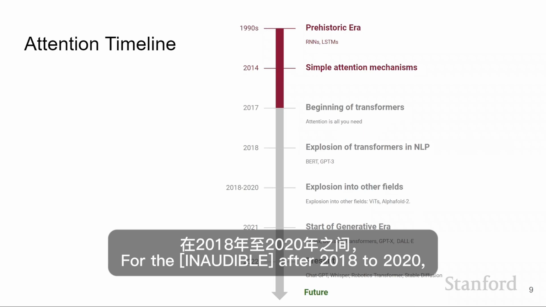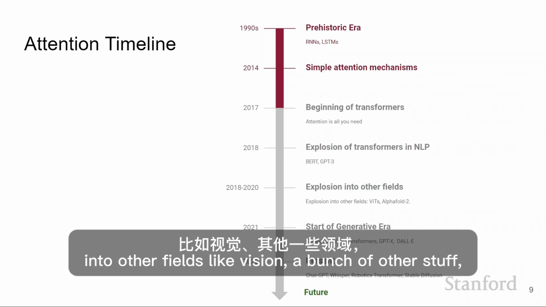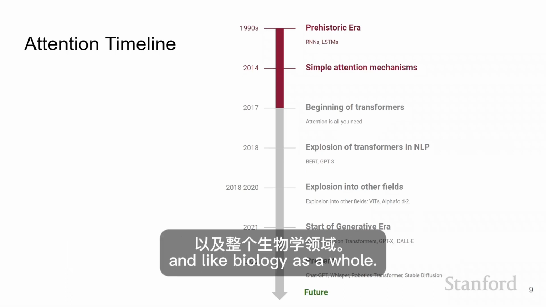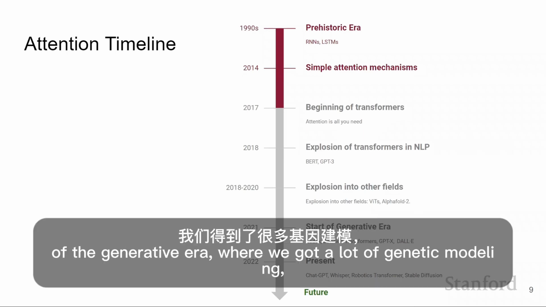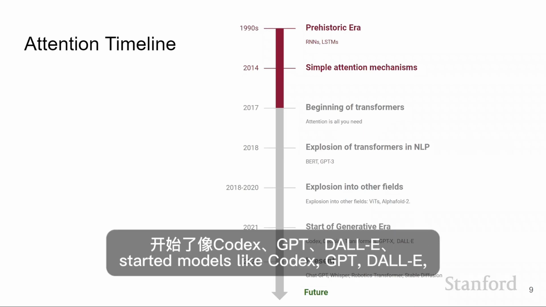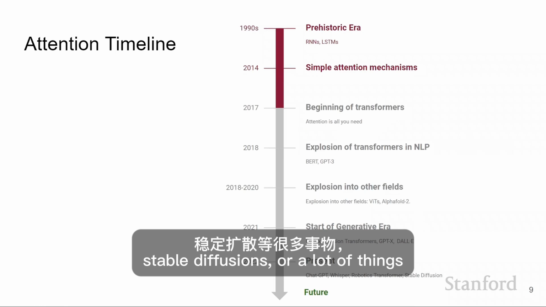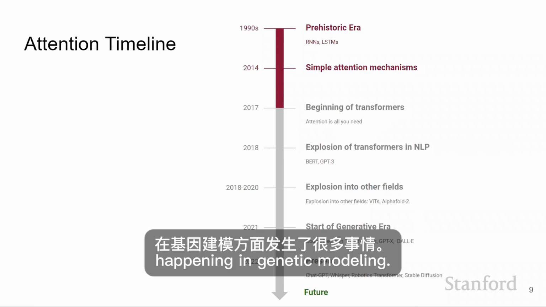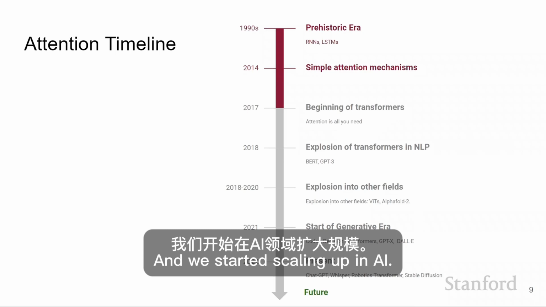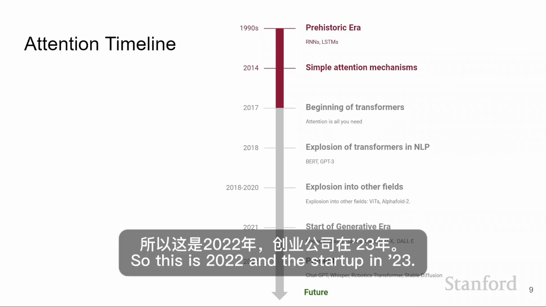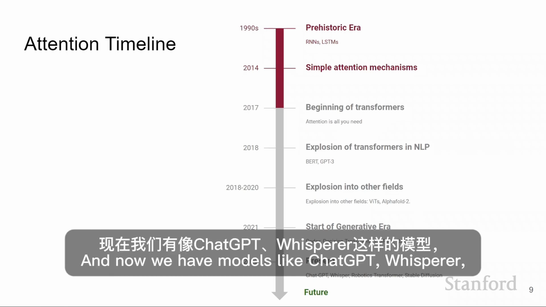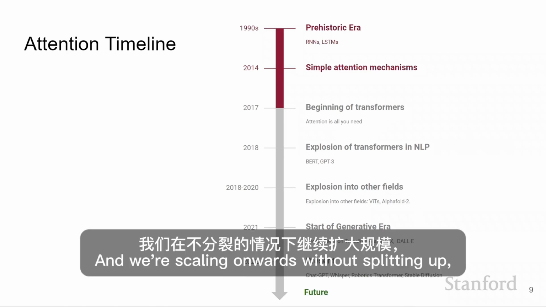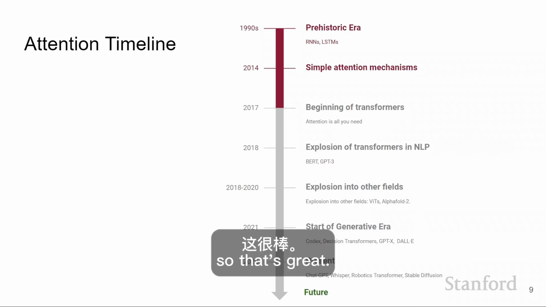So that was 2018. From 2018 to 2020, we saw this explosion of transformers into other fields like vision, biology, AlphaFold, and a bunch of other things. In 2021, we saw the start of the generative era, where we got a lot of generative modeling, with models like Codex, GPT, DALL-E, Stable Diffusion. So a lot of things happening in generative modeling, and we started scaling up in AI. And now it's the present, so this is 2022 and the start of 2023. Now we have models like ChatGPT, Whisper, a bunch of others. And we are scaling onwards without slowing down. So that's the future.